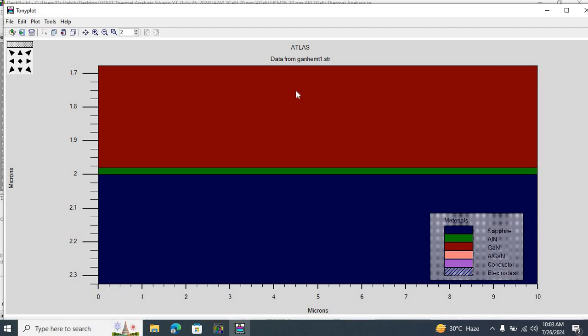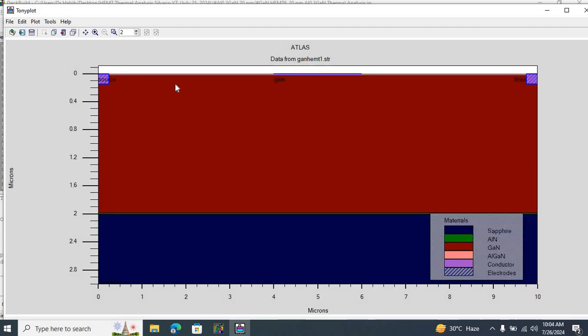Common materials for the nucleation layer are aluminum nitride or low temperature gallium nitride. So even the aluminum nitride is relatively grown at a lower temperature if we want to use it as a nucleation layer. Then on top of the nucleation layer, we have the buffer layer, and it's gallium nitride in this case. A buffer layer is grown on top of the substrate to accommodate lattice mismatches between the substrate and the gallium nitride film that is going to be connected with the aluminum gallium nitride, which forms the heterojunction.